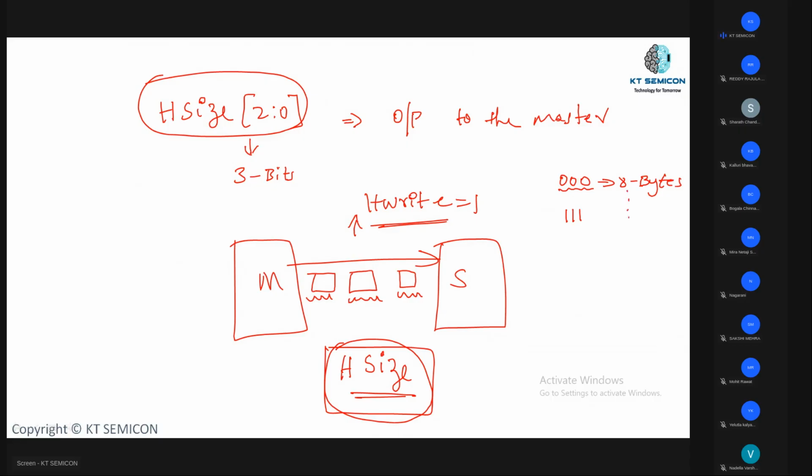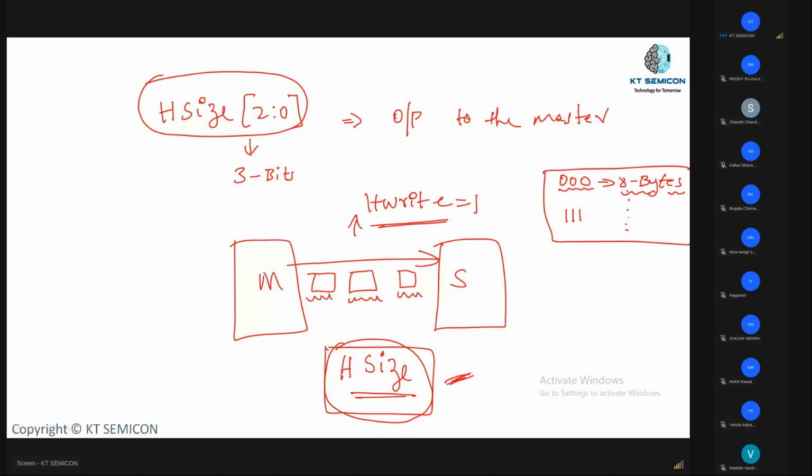Similarly, so on, this we will discuss. I'm just giving an example. Each and every combination has a unique meaning. 001 has 16 bytes. This particular HSIZE is used to indicate the width of the transaction, the width of the particular packet.